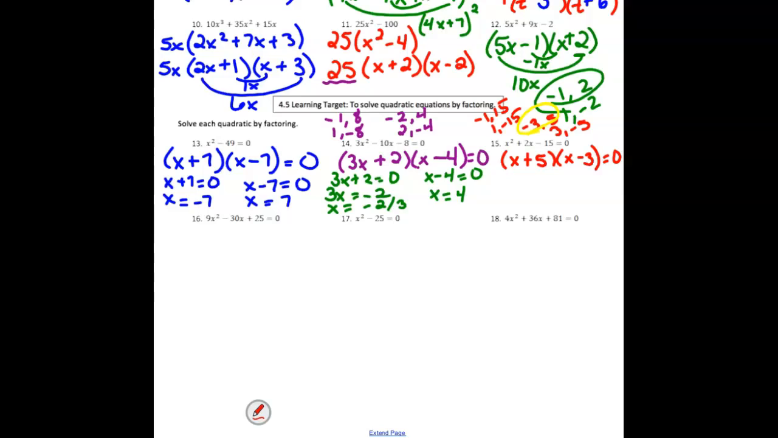Then we set each factor equal to 0 and solve. So subtract the 5 gets us negative 5. Adding the 3 gets us a positive 3.